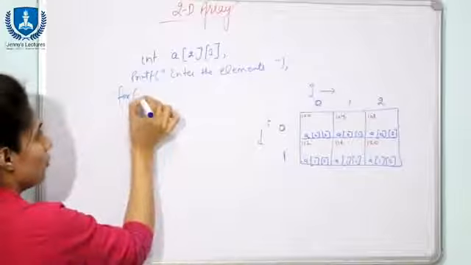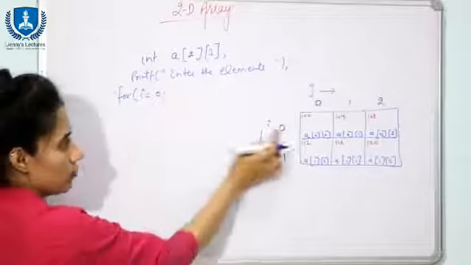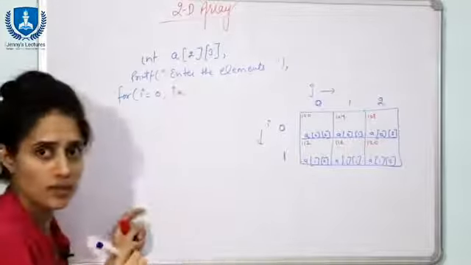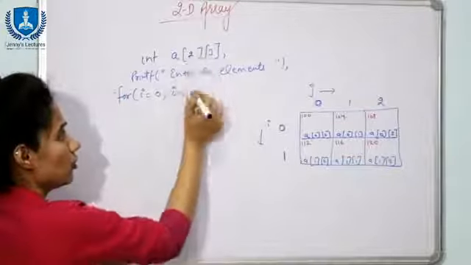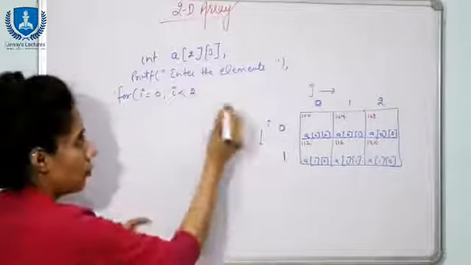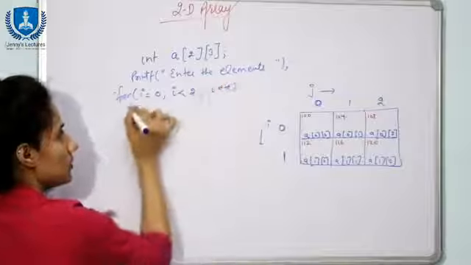We are going to take one for loop, that is i is equal to 0. i would start from 0, i less than row size. Size of row is what? 2. So i less than 2, that is 0 and 1. Fine. And i plus plus.